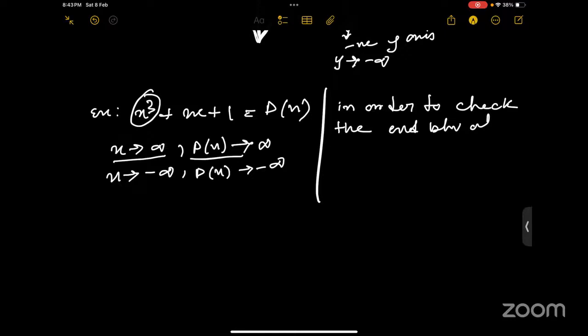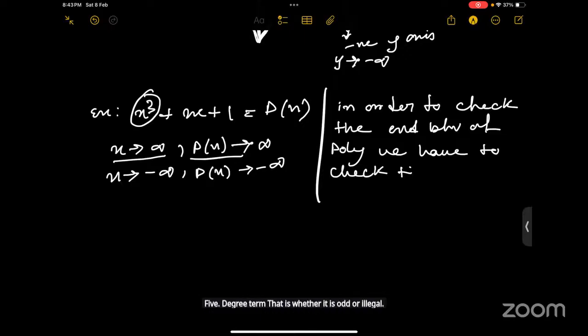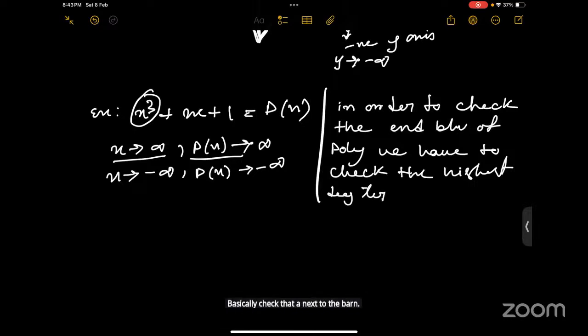For a polynomial, we have to check the highest degree term, that is, whether it is odd or even, and its coefficient. Basically, check a n x to the power n.